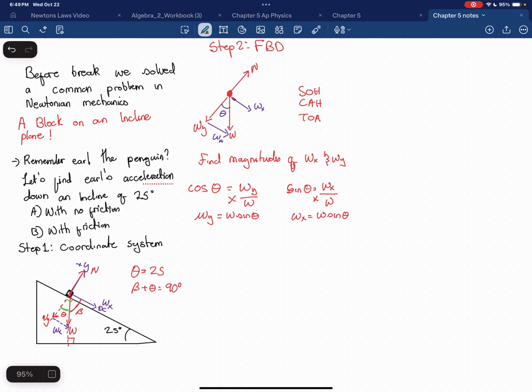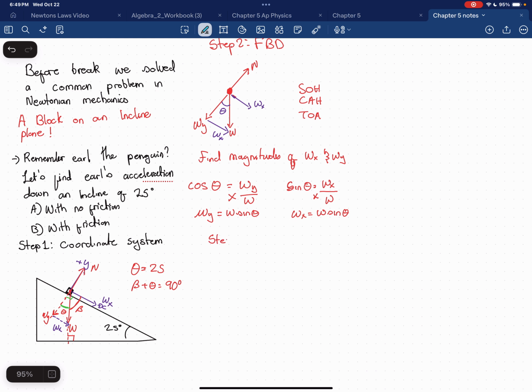So now, the next step, actually, I'll put step 2 as the free body diagram and finding the magnitudes. All right. So then step 3. Step 3. Find the forces in each direction.